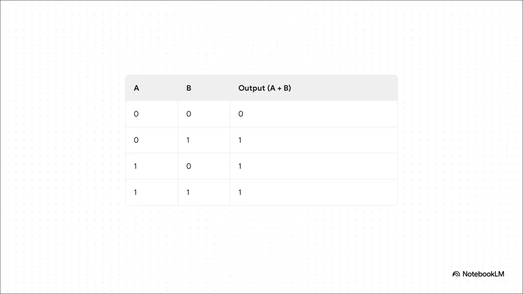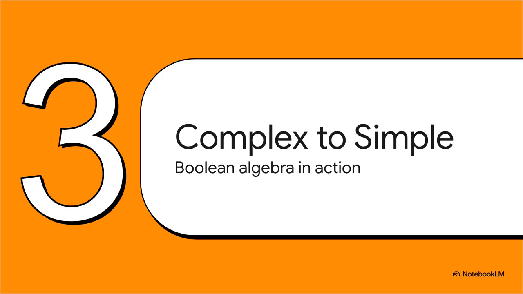And the truth table makes it crystal clear. The only way you get a 0 is if both inputs are 0. If there's a 1 anywhere in the inputs, the output is a 1. And that's it. NOT, AND, and OR. That's the entire foundation of all digital logic. Pretty wild, right? Okay, so we've got the basic rules down.